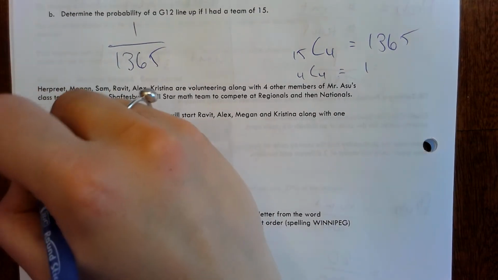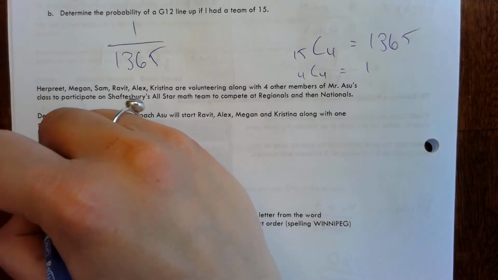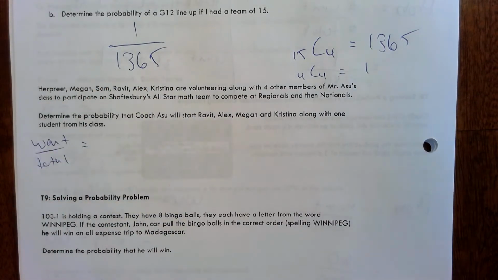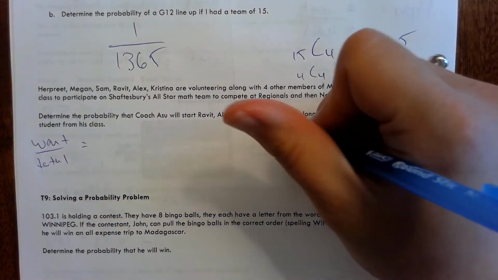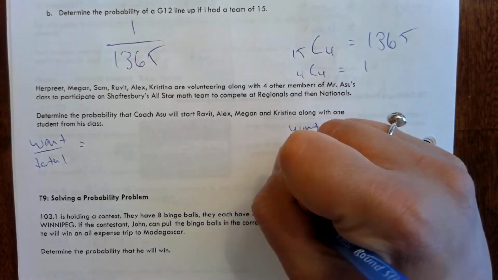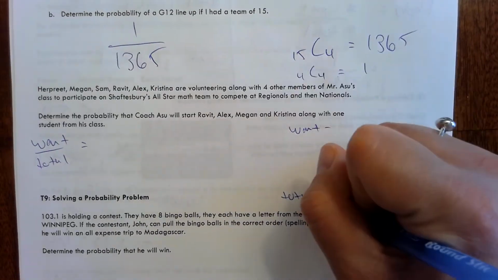All right. Want over total equals. Okay. Let's do our want over to the side here and our total over to the side.